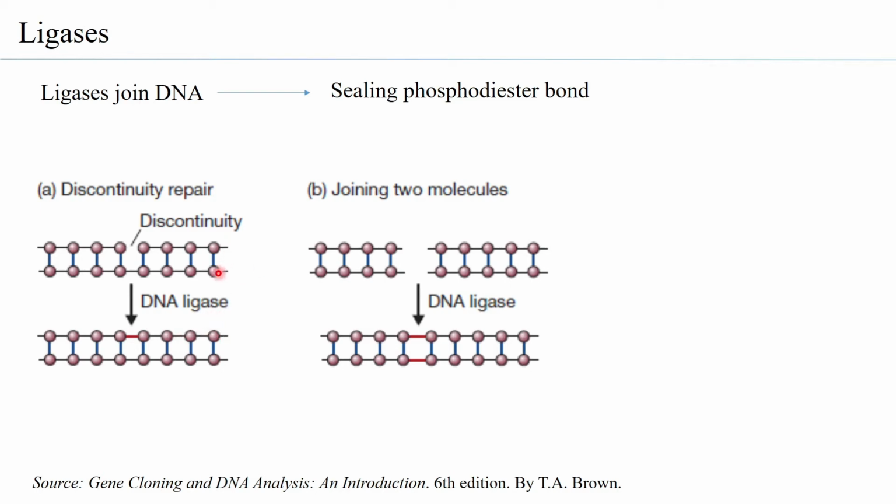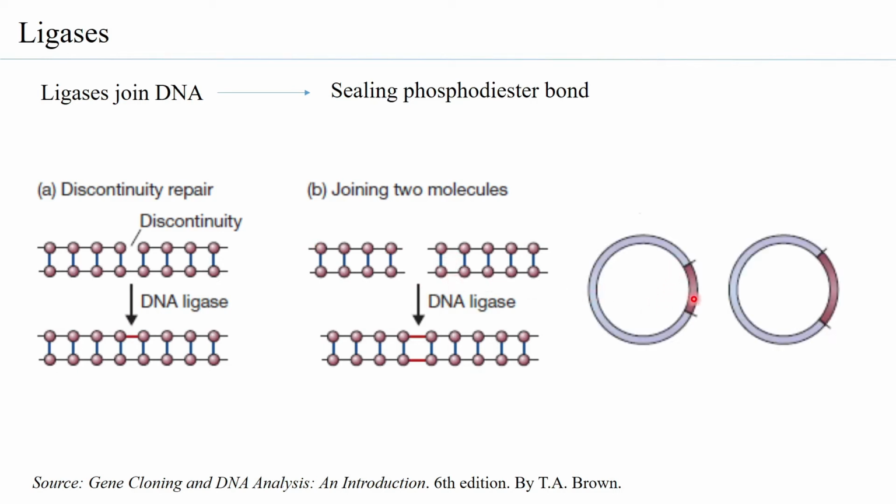But it has obviously another role. So, for example, if you have two different DNA molecules, then the two different DNA molecules can also be ligated to form one DNA molecule. So, this is essentially what is making it very important for the gene cloning method.